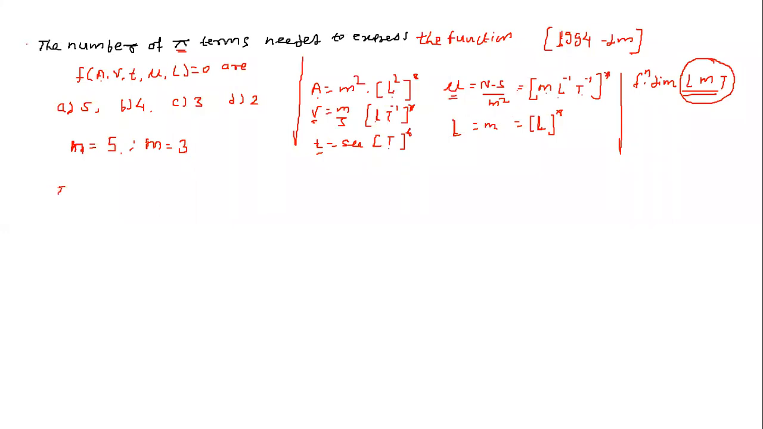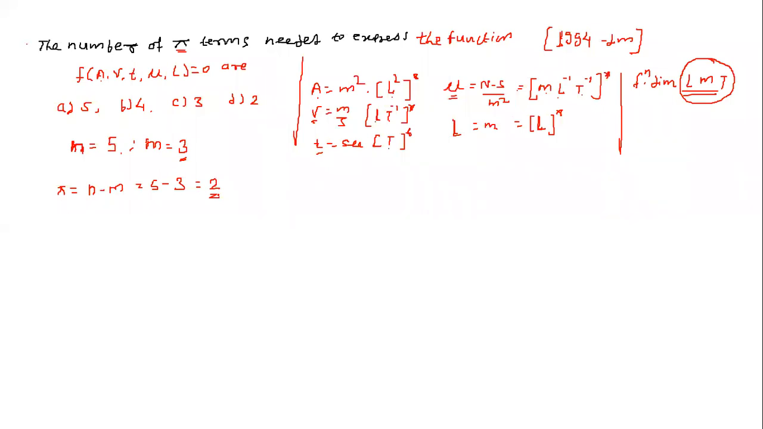So the number of pi terms, how many pi terms will we be able to form here for this case? 2. Total number of variables are 5. Out of that, 3 fundamental dimensions are available with us. Then how many pi terms will we be able to form or will be required to express this functional relationship? The pi terms will be equal to n minus m. So n is 5, minus m is 3. So what is the answer? 2. So the correct option will be Option D.